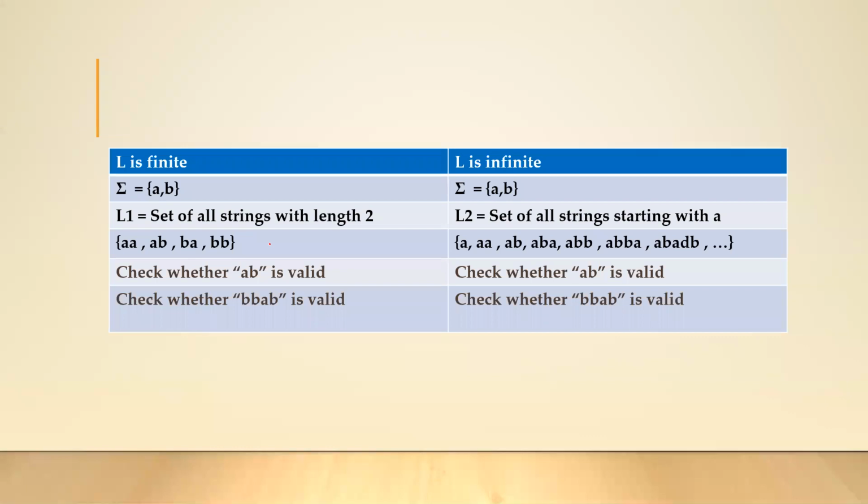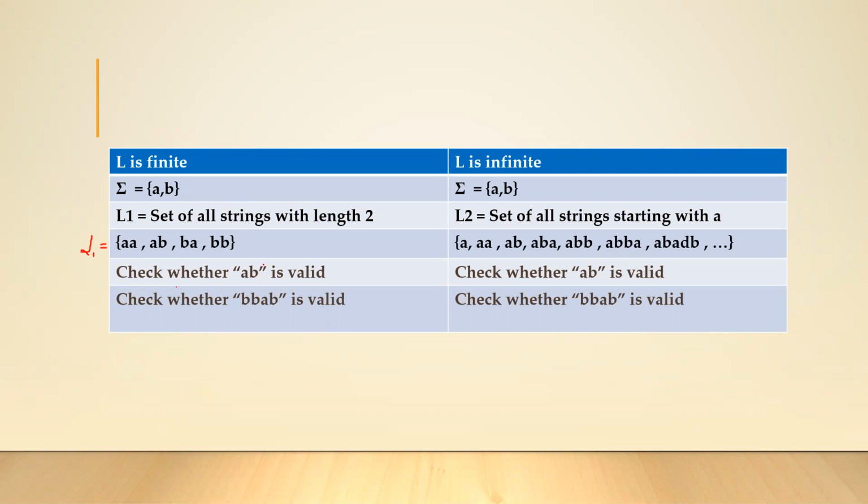Let's see a small example. We'll look at the left side first. I have sigma equal to {A, B}. We saw the set of all strings with length 2, and we know that L1 is nothing but a set which consists of AA, AB, BA, and BB. And I'm planning to check whether AB is valid.